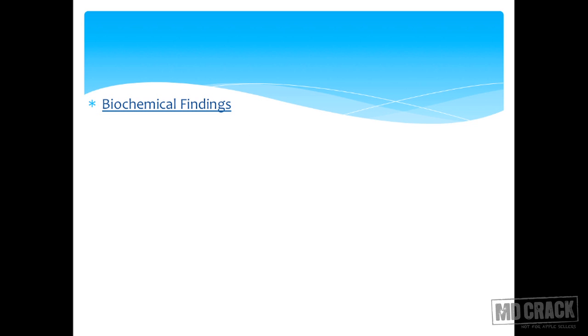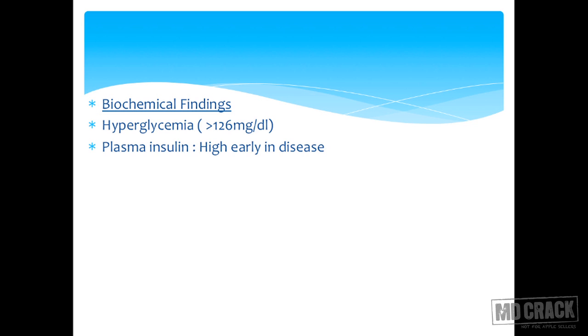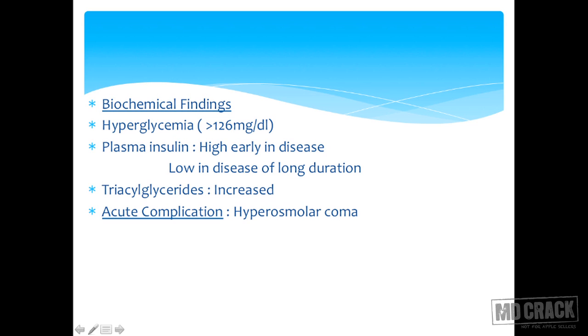What will be the biochemical findings? Hyperglycemia. Naturally, it has to be there. Plasma insulin will be high early in the disease, but later on, when the disease is of a longer duration, the plasma insulin levels keep on falling. Why? Dysfunctional beta cells. Triglycerides are increased, and one of the acute complications that can happen in these people is hyperosmolar coma. The blood glucose level keeps on increasing, and it can lead to hyperosmolar coma. If you compare it with type 1, type 1 are more prone to diabetic ketoacidosis, whereas type 2 are more prone to hyperosmolar coma.